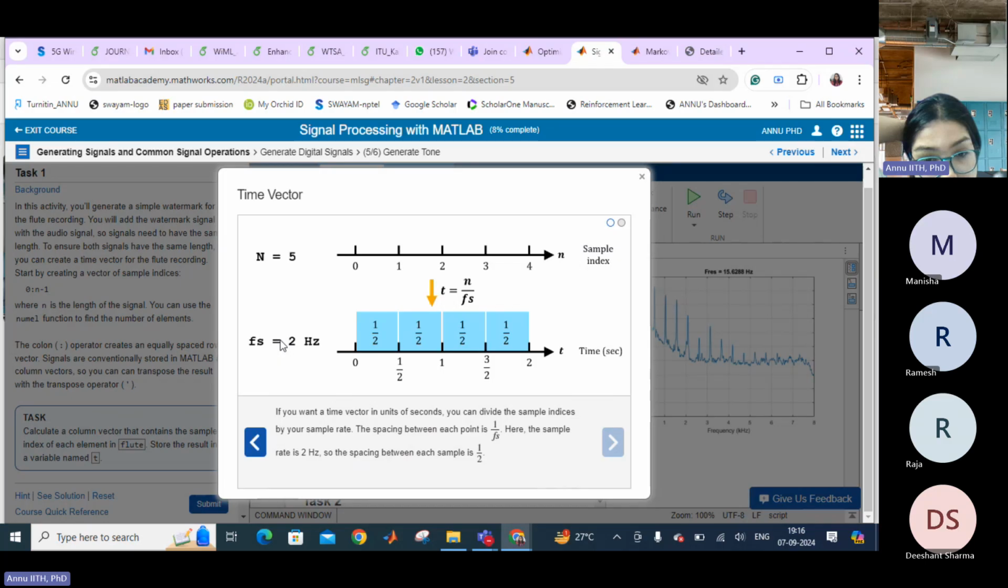If you want a time vector in units of seconds, you can divide the sample indices by your sample rate. The spacing between each point is 1 by Fs. Here the sample rate is 2 hertz, so the spacing between each sample is 1 by 2.